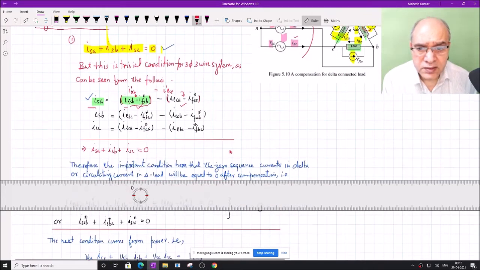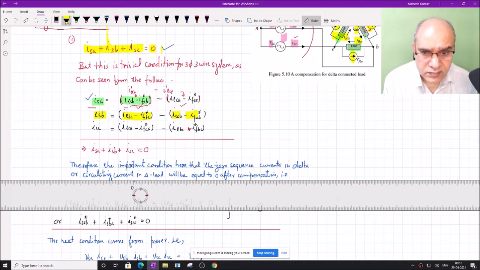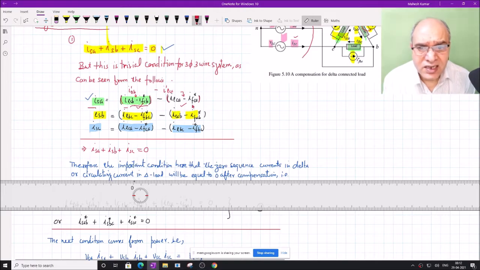Similarly, ISB is nothing but ILBC minus IFBC star. This is the net current from B to C minus AB. So ILAB minus IFAB star. And ISC is equal to ILCA minus IFCA star, similar to the previous ones, and minus ILBC minus IFBC star. And you can see here that these terms go away. This goes with this, and this goes with this one. BC goes with BC, and CA goes with this one.